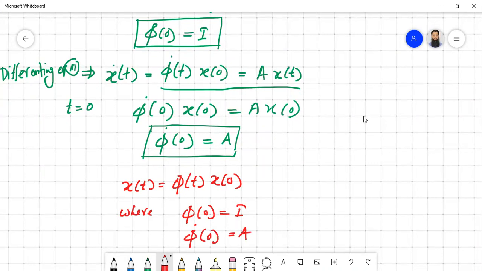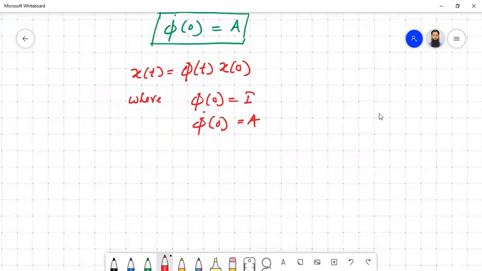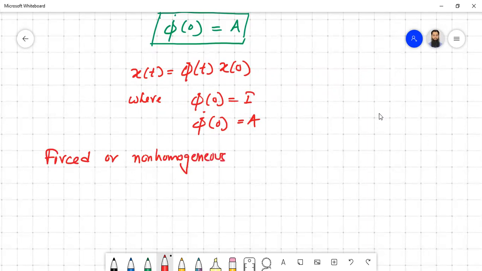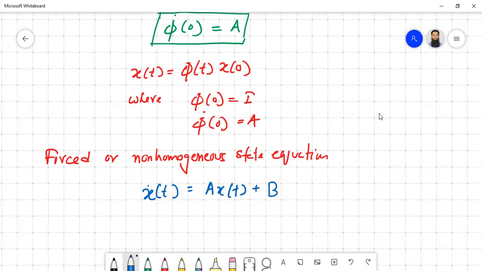Now let us go for the forced or non-homogeneous state equation. Basically, x dot t equal to A x t, and now you're just adding the input portion of it.